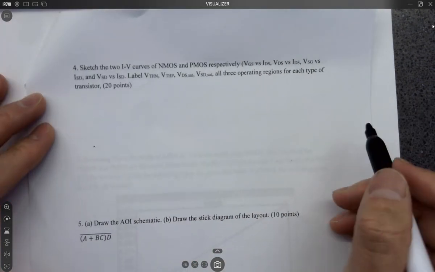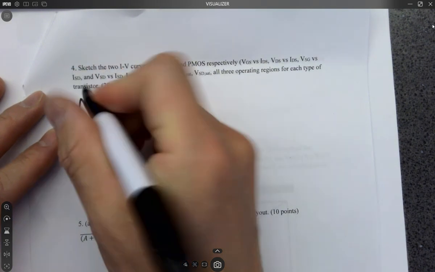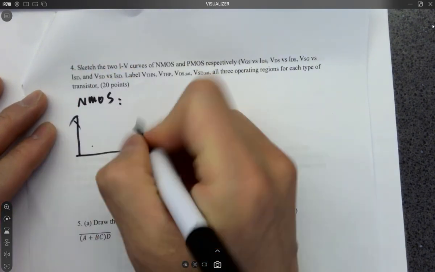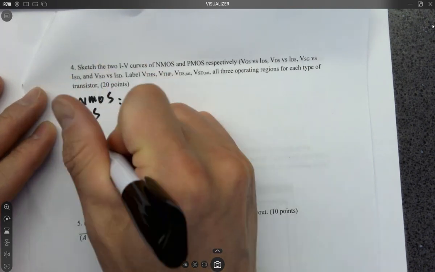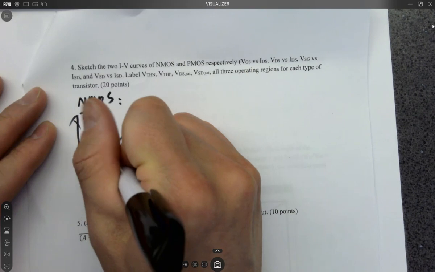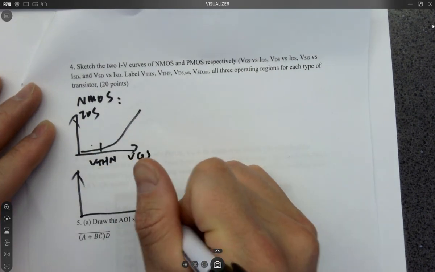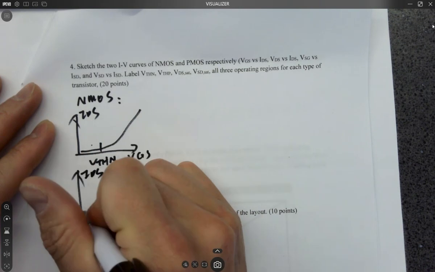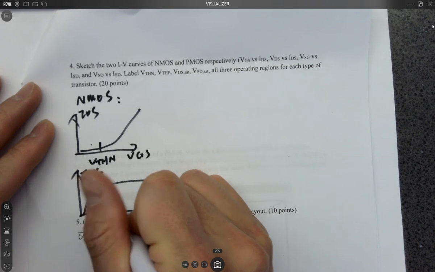Curves. That should be the easy one. Almost 2 curves. I'll do this really quickly, okay? VGS, IDS, boom. VTHN. VDS, IDS, VDS set.